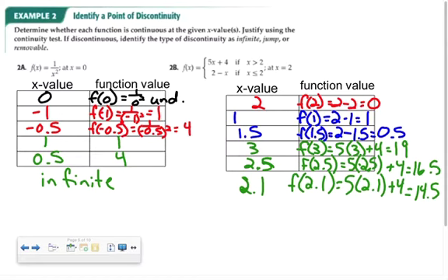So even though I have a function value at 2, we've determined that it is not continuous, and notice that while it's approaching 0 when I'm coming to 2 from the left, when I'm approaching 2 from the right, it's coming from a completely different direction. So this is a jump discontinuity.